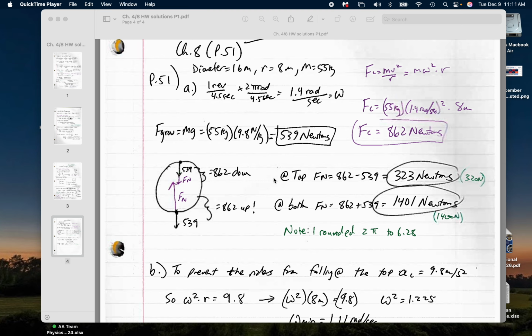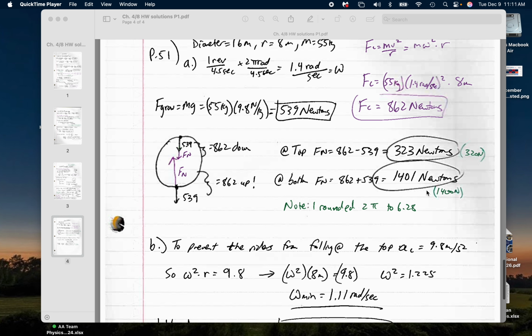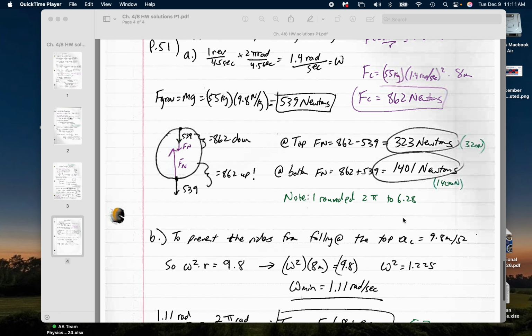At the top, gravity is acting downward. At the bottom, gravity is still acting downward. But at the top, the centripetal force is acting downward. At the bottom, the centripetal force is acting upward. So therefore, the normal forces are quite different. Take a look at this for how you would get the answer. And I did round 2 pi to 6.28.